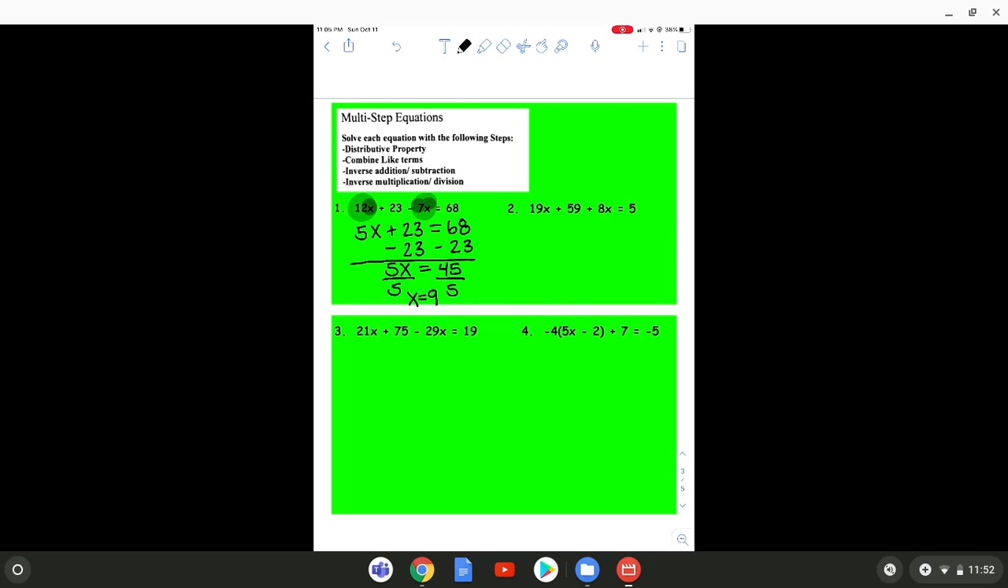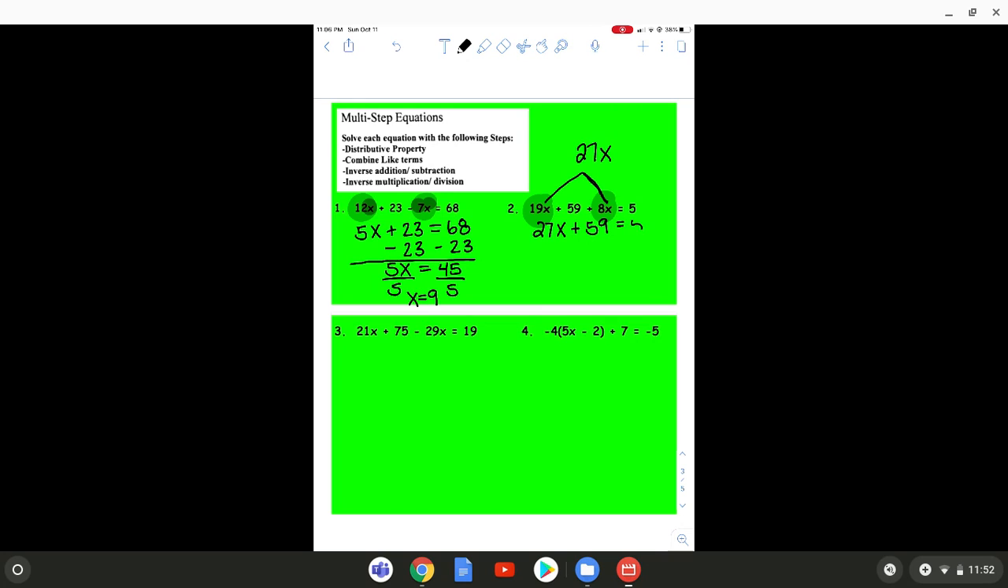I'm going to do the same thing in number 2. I'm going to look for like terms again. So I'm going to start and see that I have 19x. And I'm just going to see if I can find another x, which I can. So I have 19x and a positive 8x. So I'm going to add them together since they're both positive. And that is going to give me 27x. So I have 27x plus 59 is equal to 5.